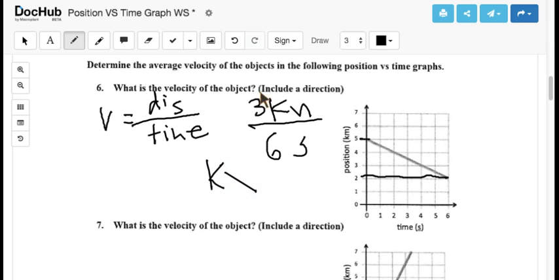I'm really having a tough time with that. It's going to be in kilometers per second. Funny, sometimes it works great, sometimes it doesn't. All right. And don't forget your number here.